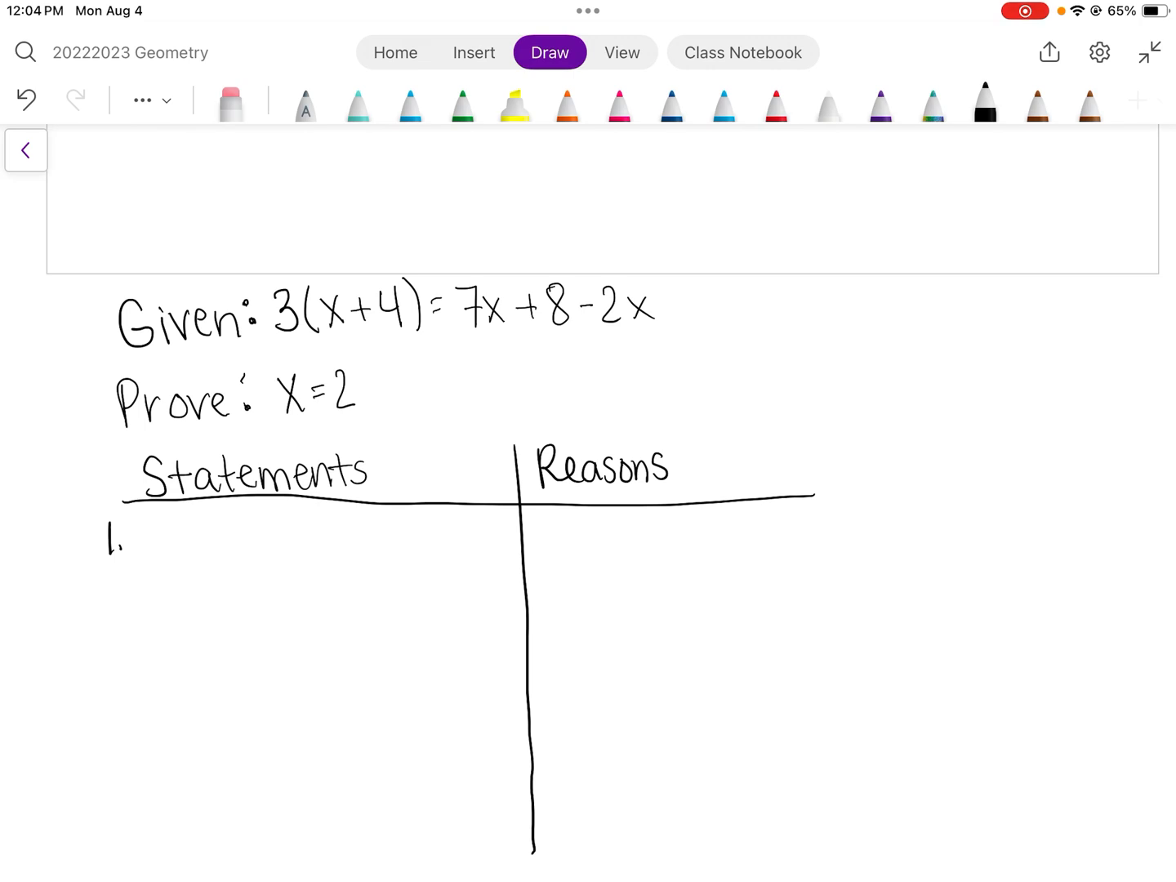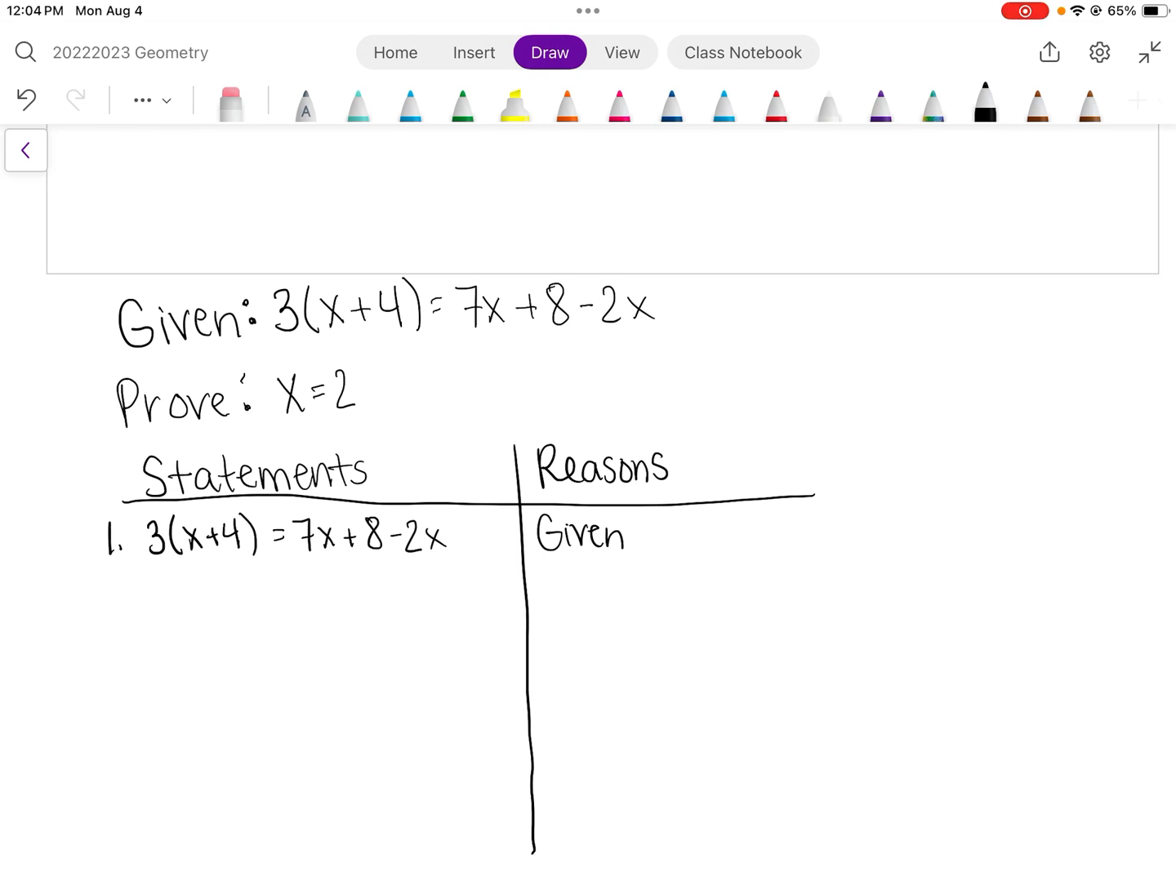Okay, step 1 of any proof ever, every single time you go to write a proof, you're going to think, what's my starting point? My starting point is my given statement. What did they give me to start with? I'm going to copy this down. Step 1 is the given statement. You have to start somewhere. So the reason is given.